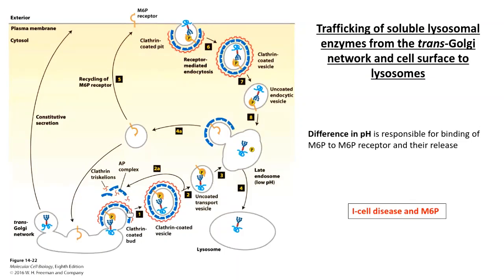For the secreted lysosomal enzymes, the M6P receptor is at the plasma membrane. That means the secreted proteins which are outside are supposed to be taken inside. So here the clathrin coat that gets formed has AP2. Here it is clathrin AP1 at the trans-Golgi network, and here it is clathrin AP2 coat at the plasma membrane.